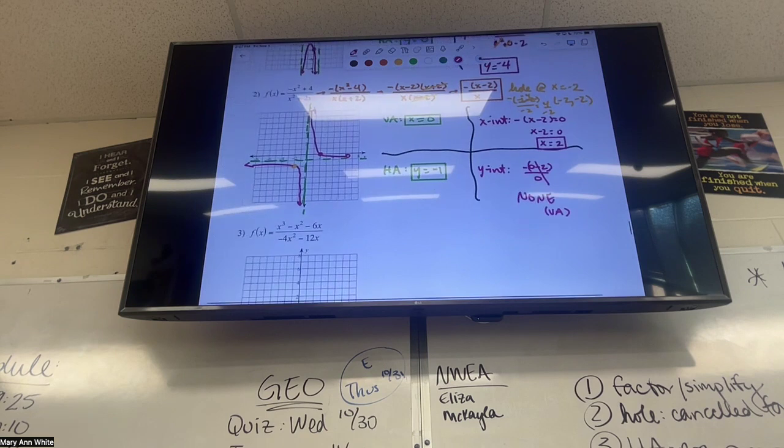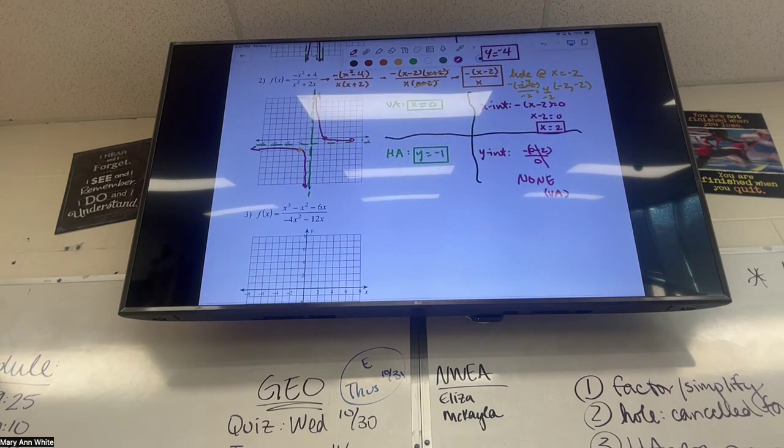Anyway, I'll keep that up if you're still looking. And then why don't you guys go on to number 3? That slant asymptote is going to be weird, but we'll talk about that in a second. If that scares you, do everything else but that.